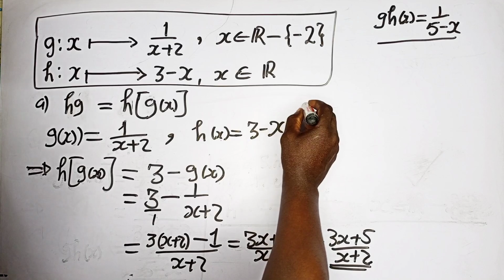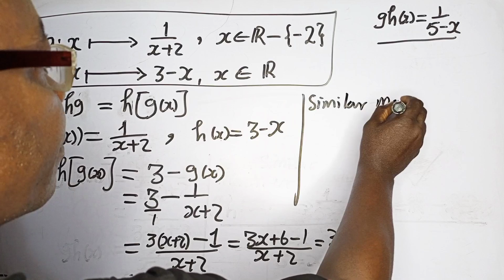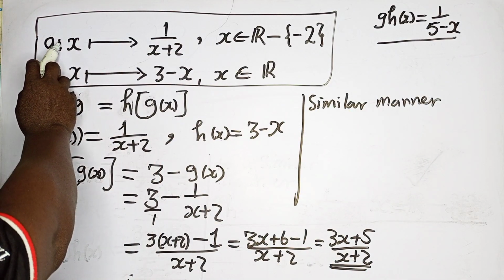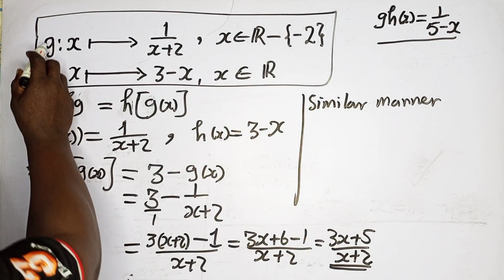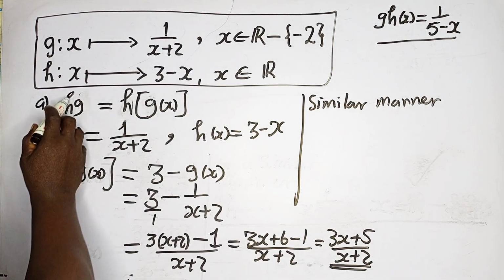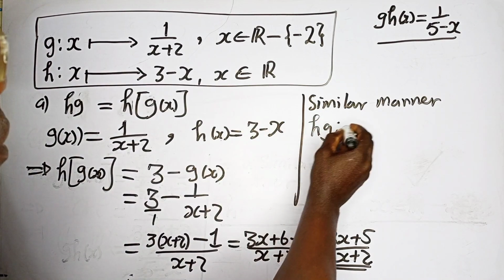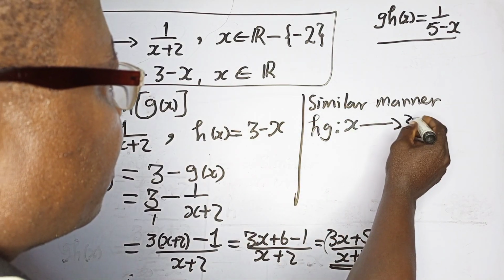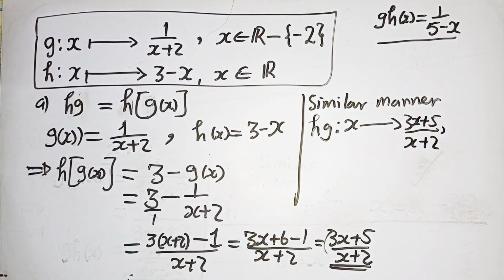Now, in a similar manner, we're going to follow the similar manner again. We have the letter, colon, the variable, arrow, and then the expression, and then now the domain. So what is our letter? Our letter is hg. So we say hg, then colon, then takes x, maps to the expression. This is the expression. We have 3x plus 5 all over x plus 2, comma, and then the domain.